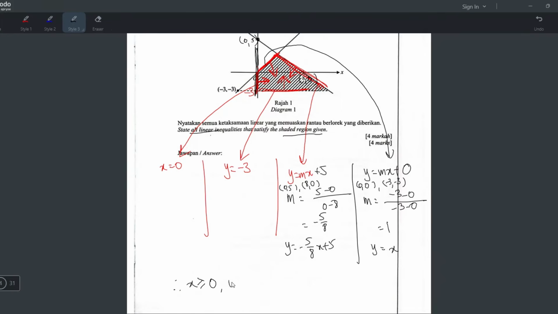Okay. Now the next line is y equals negative 3. So the y equals negative 3 is the horizontal line. But we have to write bigger or smaller.